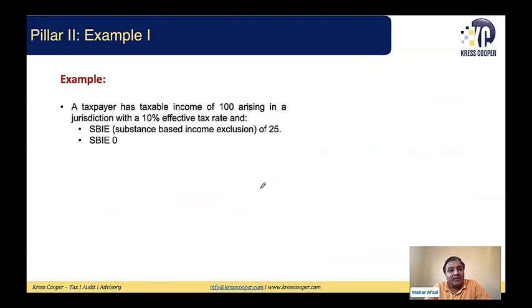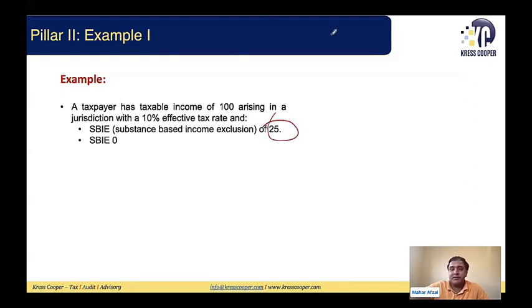A taxpayer has taxable income of 100 arising in a jurisdiction with a 10% effective tax rate. Now, the effective tax rate they have already given. We know what the minimum tax should be, 15%. We are not going to calculate the effective tax rate; they have already given it as 10%. 5% is the differential. 5% we need to pay. So 15% less 10%. 100 we need to pay, but this 20, I think I have not discussed.